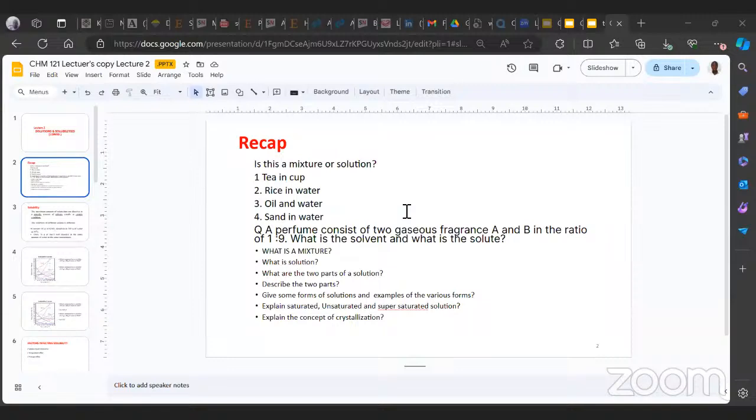Solutions are a kind of mixture. And I gave you some examples of mixtures. Tea in a cup is a mixture in water, but tea in a cup is more of a solution. Yes, solutions are a kind of mixture, but a special kind of mixture. Sand in water is a heterogeneous mixture. It's not blended. For a solution, you say they blend well. And that's the main difference between a solution and a mixture.